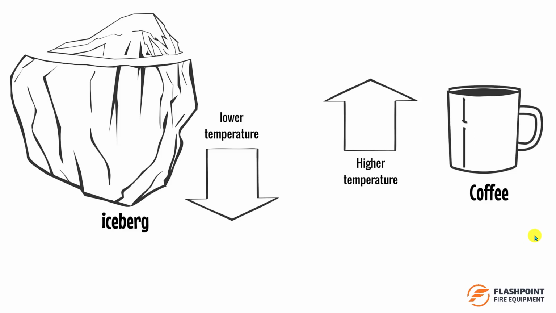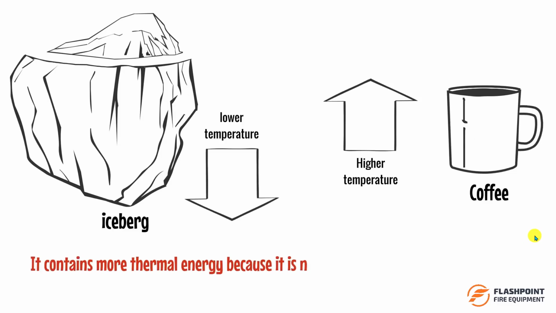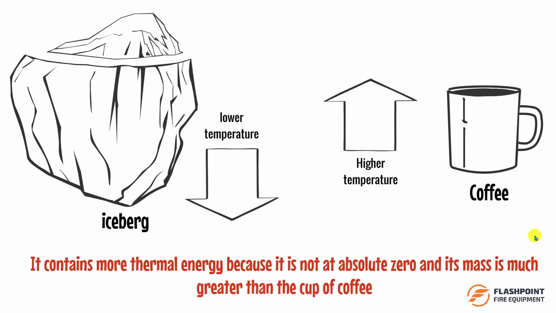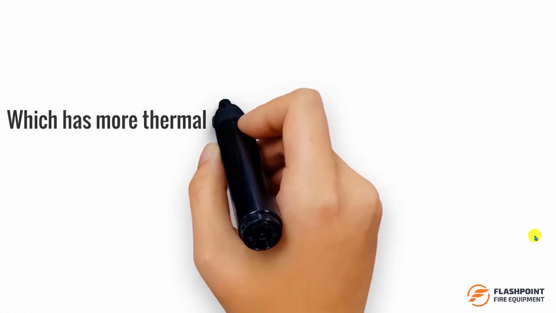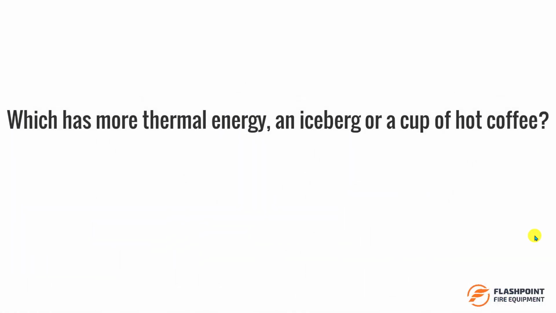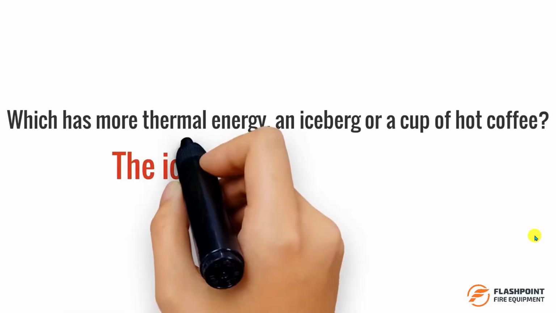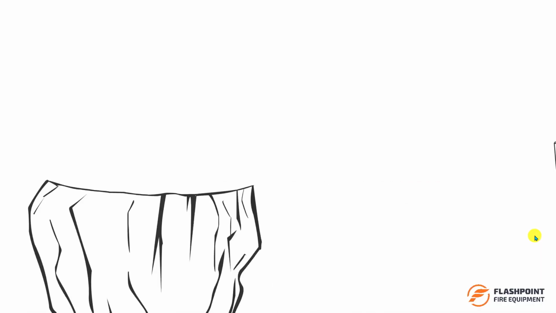Even though the iceberg is at a lower temperature than the coffee, it contains more thermal energy because it is not at absolute zero, and its mass is much greater than the cup of coffee. Therefore, the answer to the question, which has more thermal energy, an iceberg or a cup of hot coffee, is the iceberg, due to its mass.